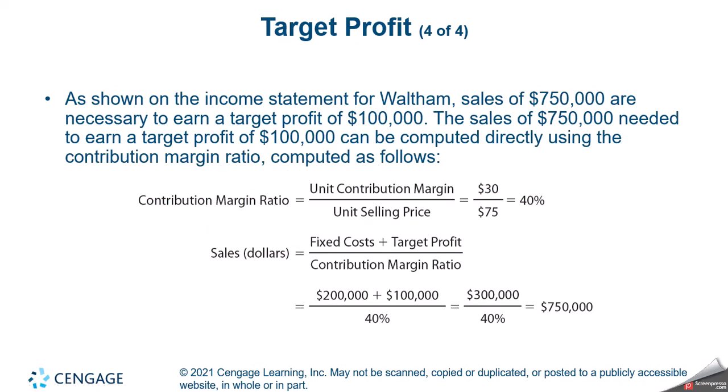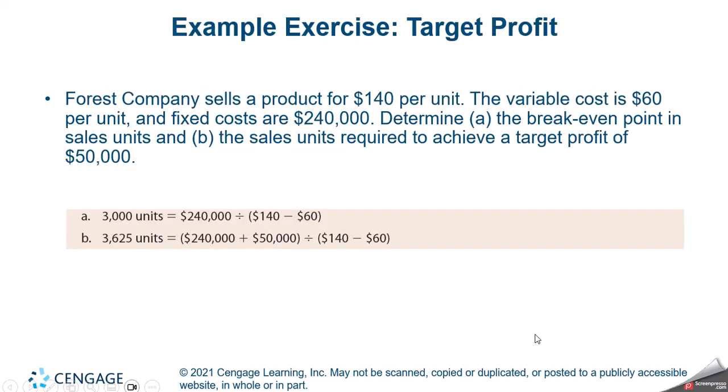We could also, if we don't have it per unit, use that contribution margin ratio. So the $300,000 is what we want to make, divide that by the 40%, and we'd need to have sales dollars of $750,000.